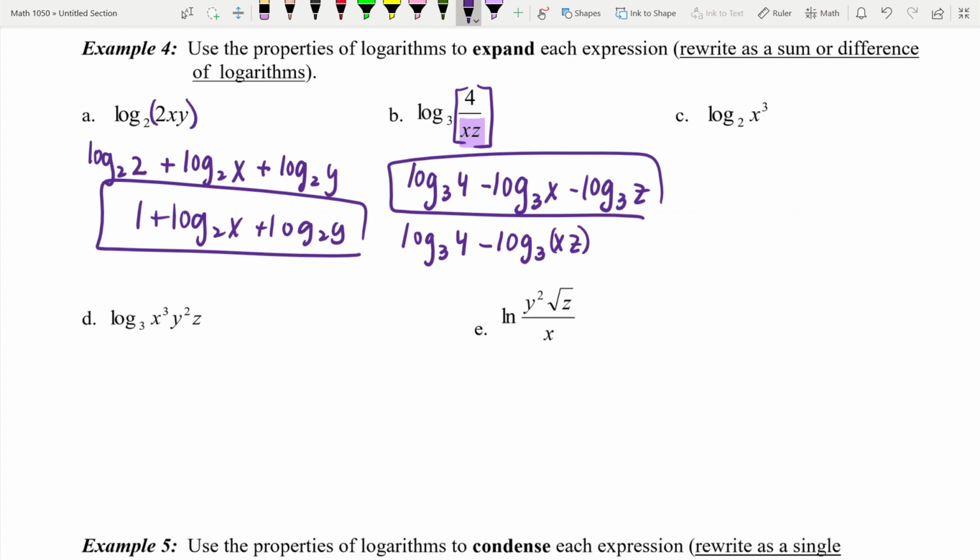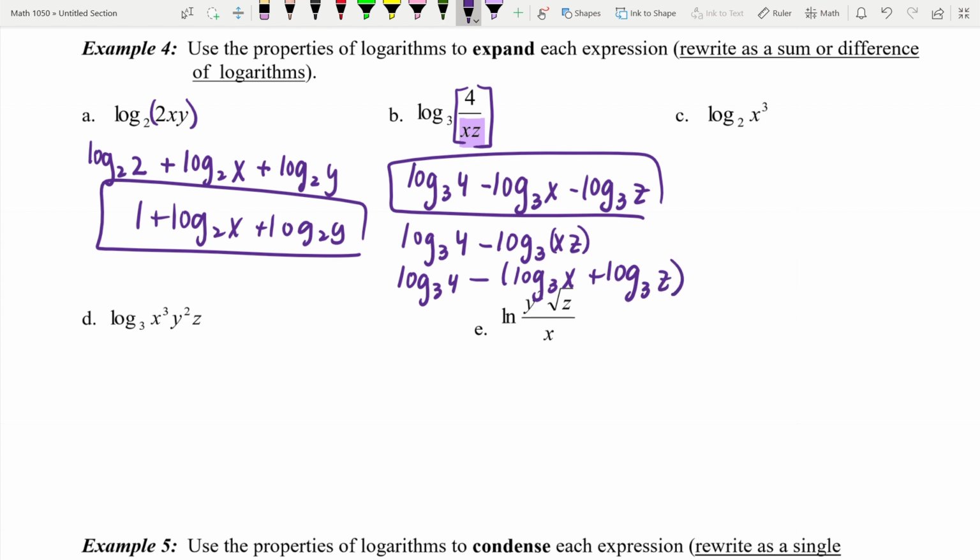Now, that's not fully expanded, right? So I have to expand that. So I'm going to go log base 3 of 4 minus, you guys, that negative affects both the log of x and the log of z. So you have to go parentheses minus log base 3 of x plus log base 3 of z.